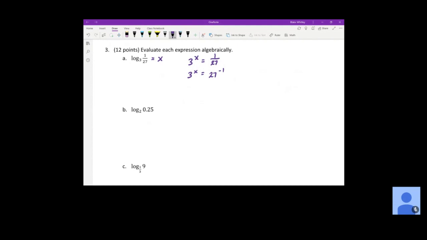I still don't have the same base on both sides yet, though. So is there a way I could take that 27 now and rewrite it with the same base we have on the other side? Good, right? So we could say, well, 27 is just 3 to the third power. So then this is going to become 3 to the negative 3 since we want to make it on the bottom. Any questions about how I got the same base on both sides there?